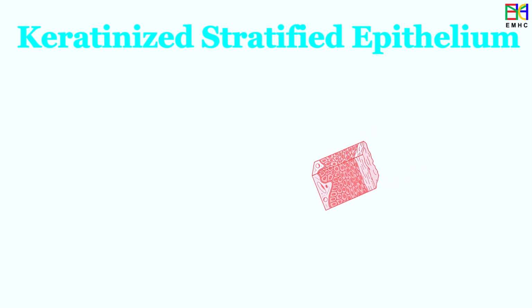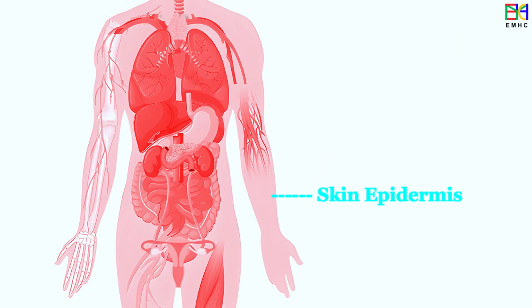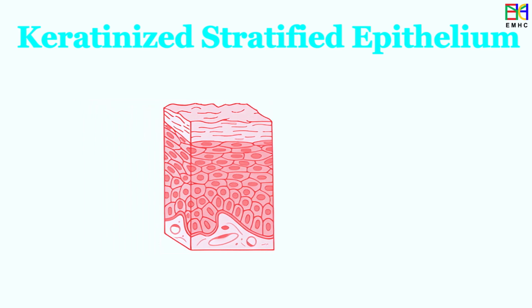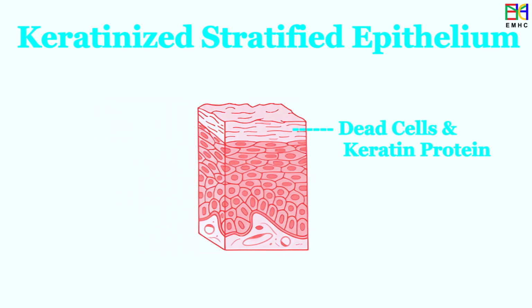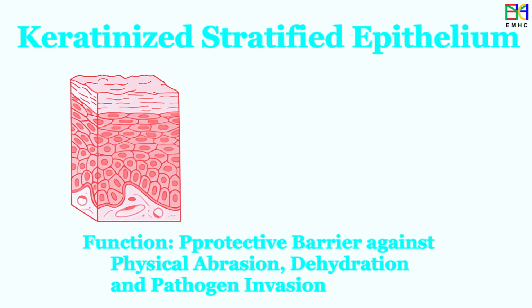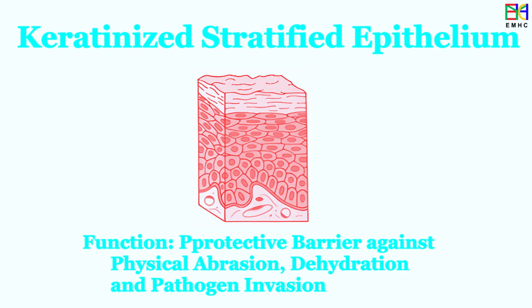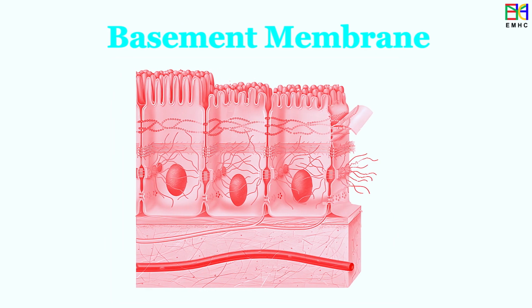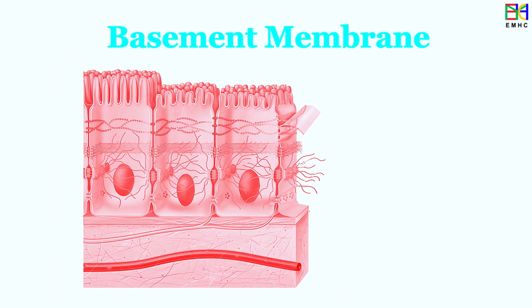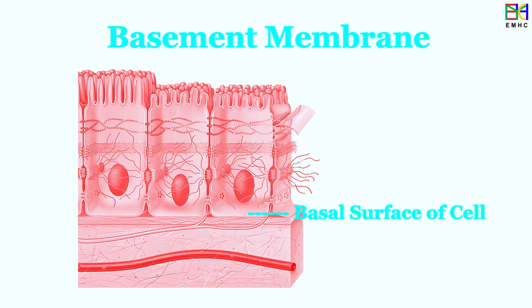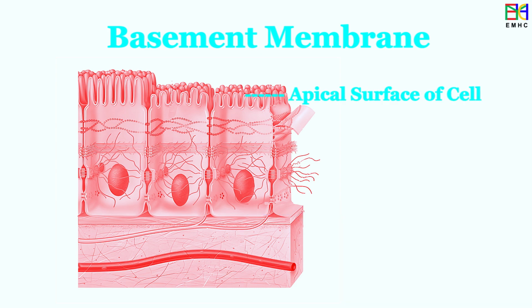Keratinized, stratified epithelium is primarily located in the epidermis of the skin. Its outermost layers are composed of dead cells filled with a water-resistant protein keratin, which provide a tough and protective barrier against physical abrasion, dehydration, and pathogen invasion. Epithelial tissues are typically separated from underlying tissues by an extracellular fibrous basement membrane. The basal surface of epithelial tissues rests on this membrane, and the apical surface faces body fluid or outside.